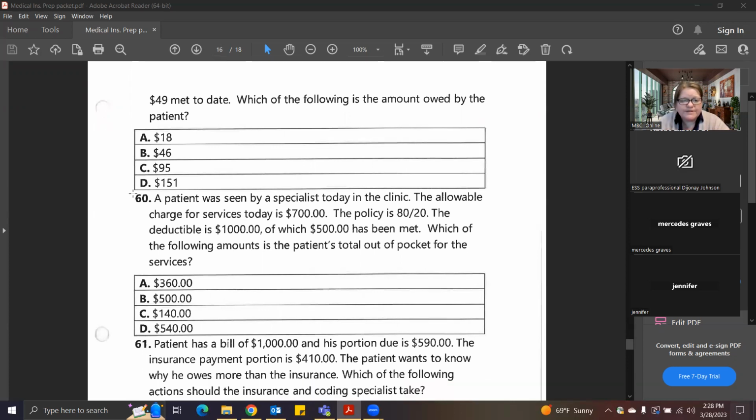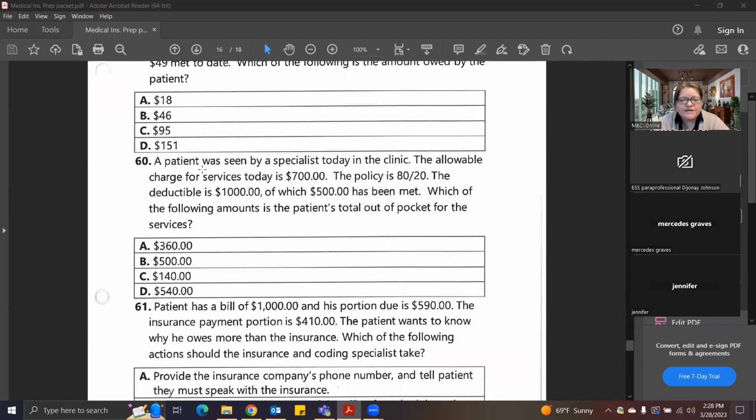All right, so number 60. A patient was seen by a specialist today in the clinic. The allowable charge for service today is $700. The policy is 80/20 co-insurance. The deductible is $1,000, of which $500 has been met. Which of the following amount is the patient's total out-of-pocket for the services? So let's break it down a little bit.